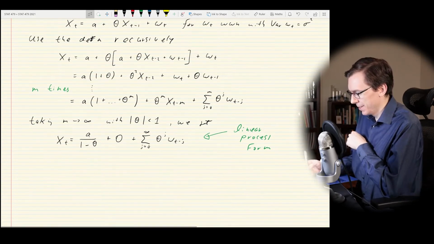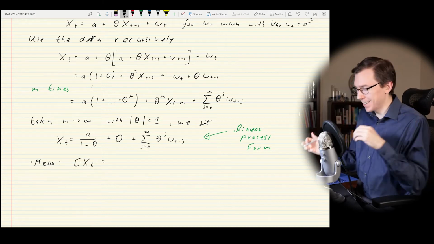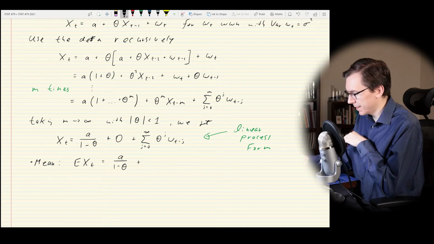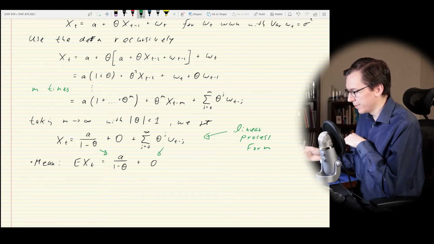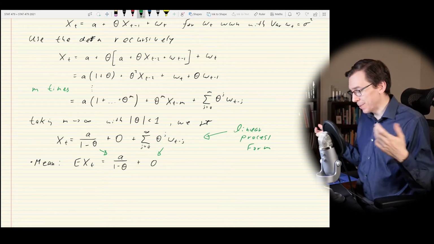So first, the mean. If we want to compute the expected value of xt, well, we just note that the first piece here is constant. So we just get a over 1 minus theta. And the second piece is just going to be 0, right? Because we're taking the expected value of white noise, and the expected value is 0. So it just becomes 0.